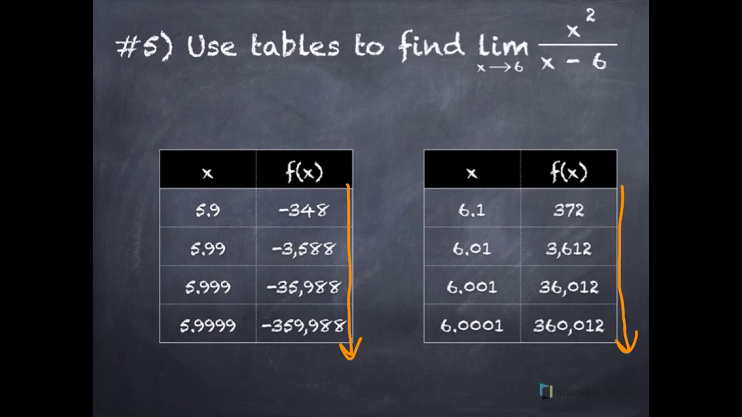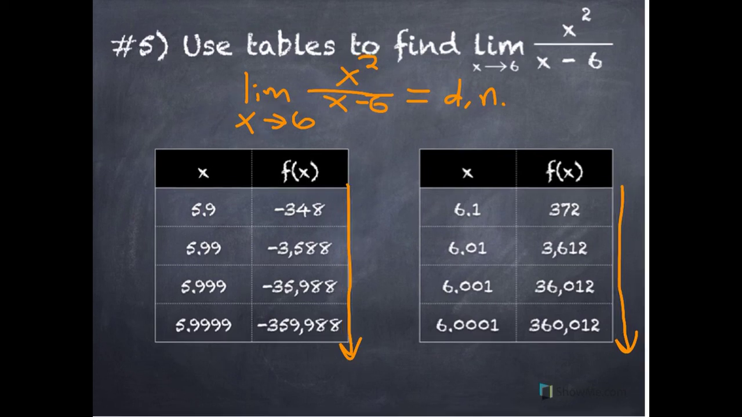For a limit to exist, it must approach a single number, the same number from both sides, from the left and from the right. So what is the limit of x squared divided by (x minus 6) as x approaches 6? Well, we simply say it does not exist. For it to exist, it must approach a single number.